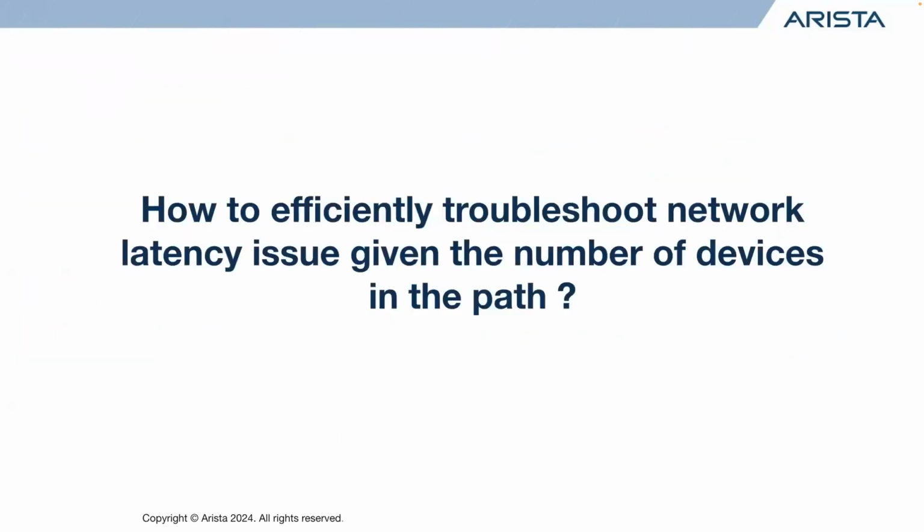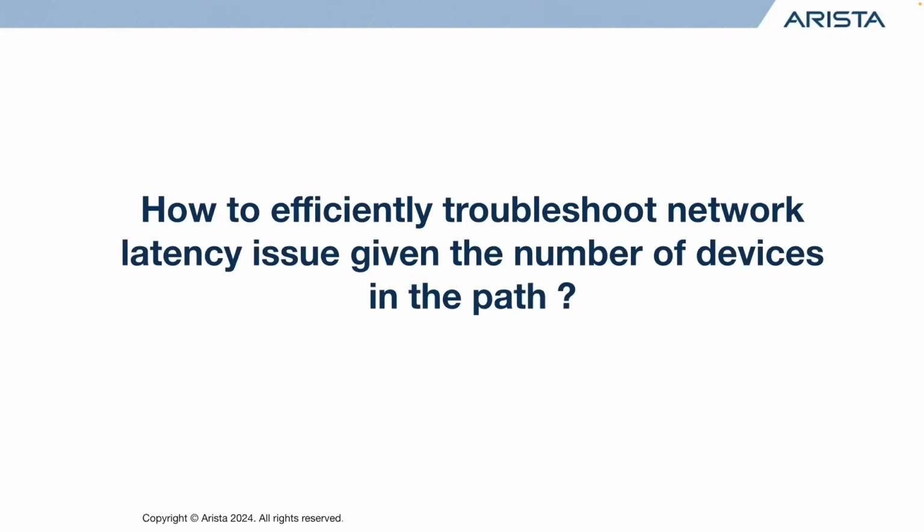Since we have a lot of devices in the path, how do we troubleshoot this issue efficiently? It is very time consuming and also a hard task to go and check each and every device for any evidence of the condition. And to add more complexity, the issue is also not happening right now. It happened in the past and we have to root cause it. So how do we efficiently troubleshoot this issue in this scenario?